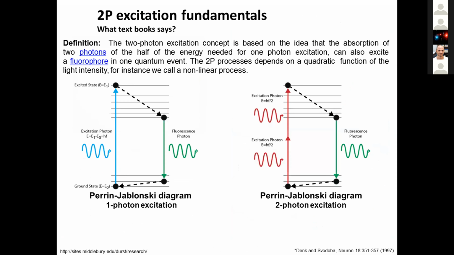What I want to address here is, what is special in two-photon excitation? Well, if you take the easy route, which is go to Wikipedia and ask what is two-photon excitation, the definition says that two-photon excitation is based on the idea that the absorption of two photons of half of the energy needed for one-photon excitation can also excite a fluorophore in a quantum event. The two-photon excitation process depends on the quadratic function of the light intensity. And for this reason, we call these nonlinear processes.